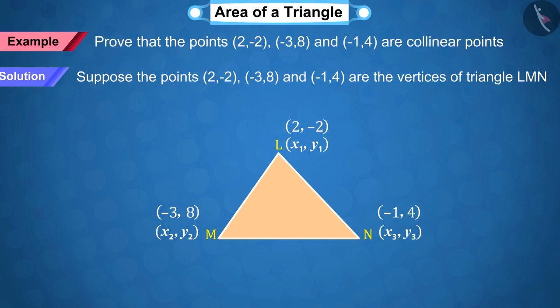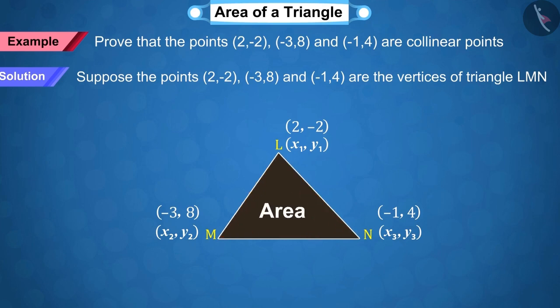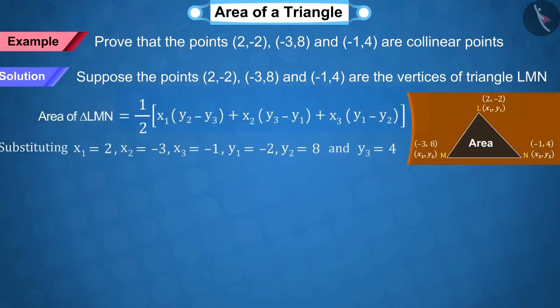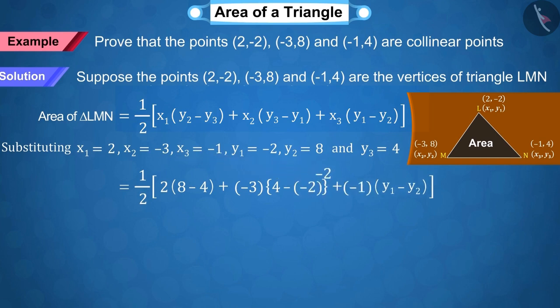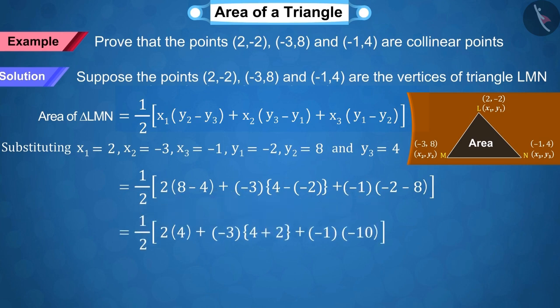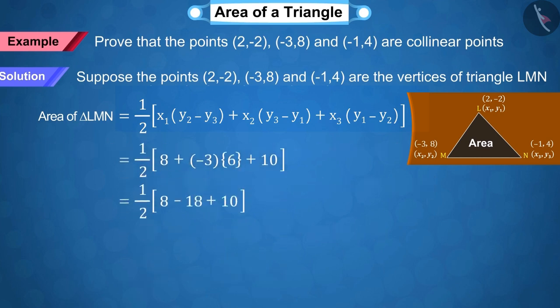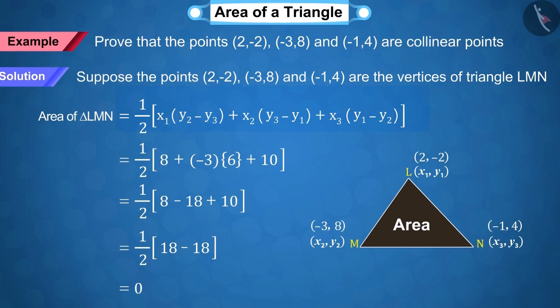Now, with the help of these points, let's find the area of the triangle. Putting all these values in the formula for the area of a triangle and solving, we get the area of triangle LMN as 0.